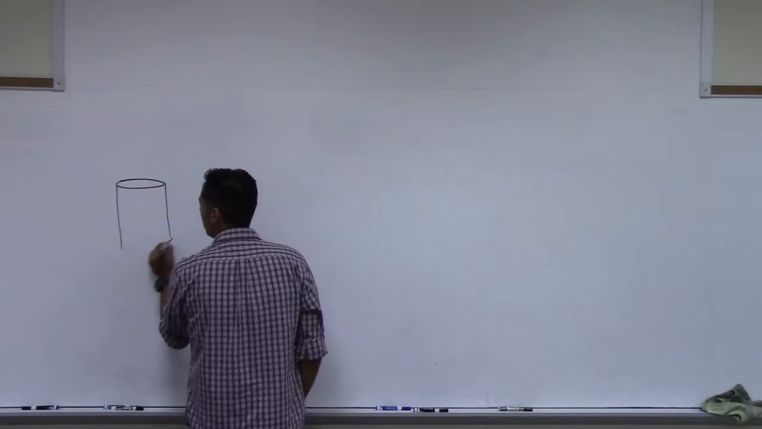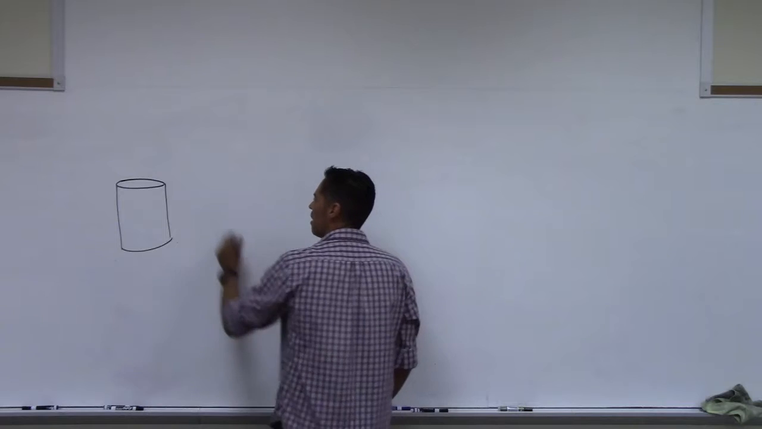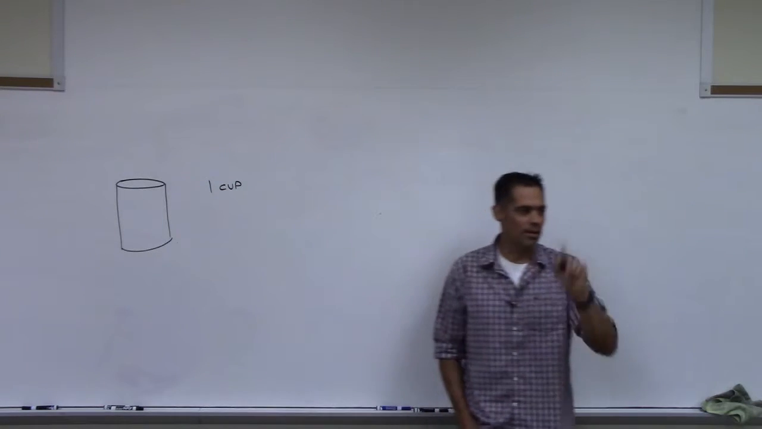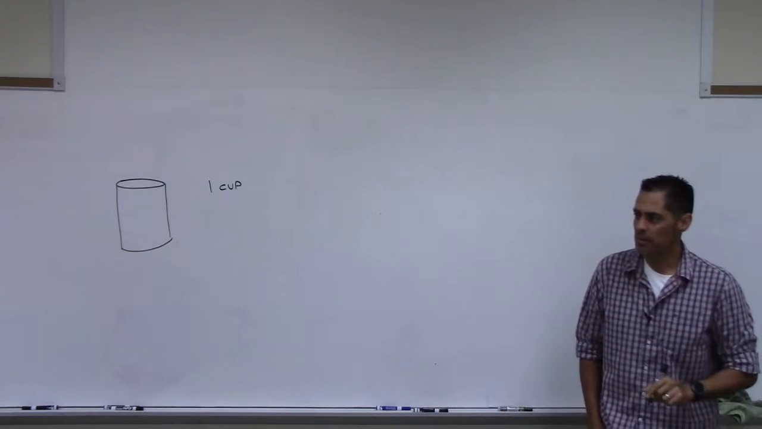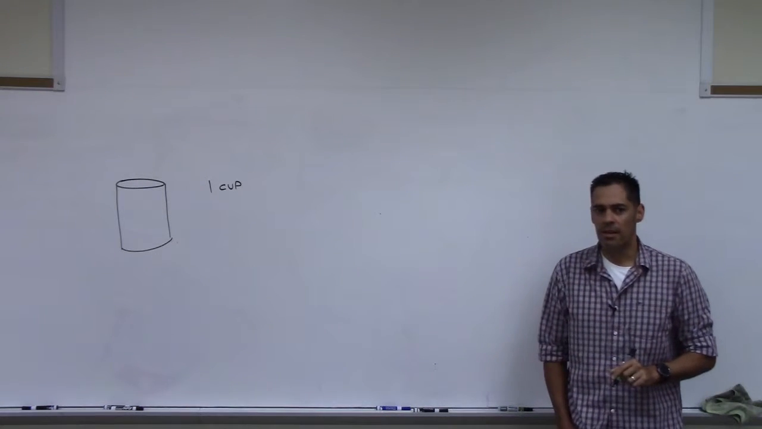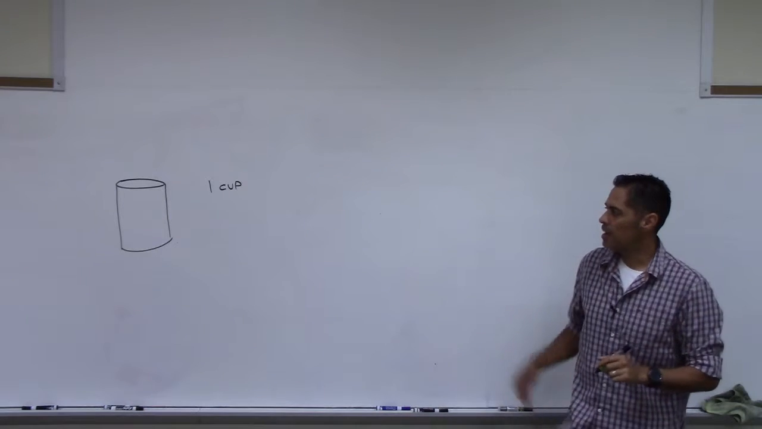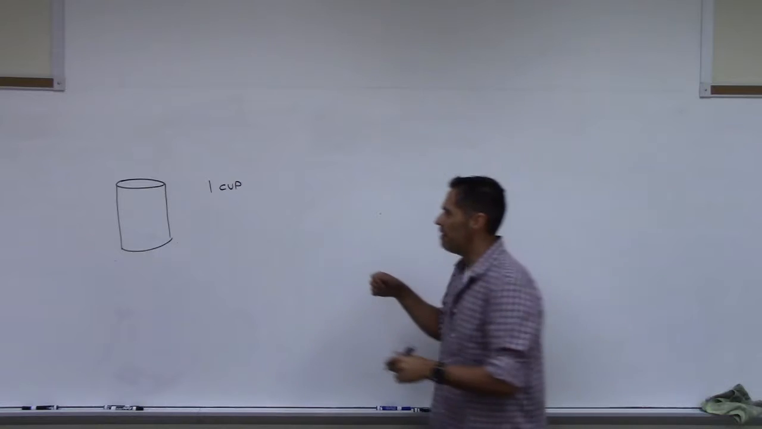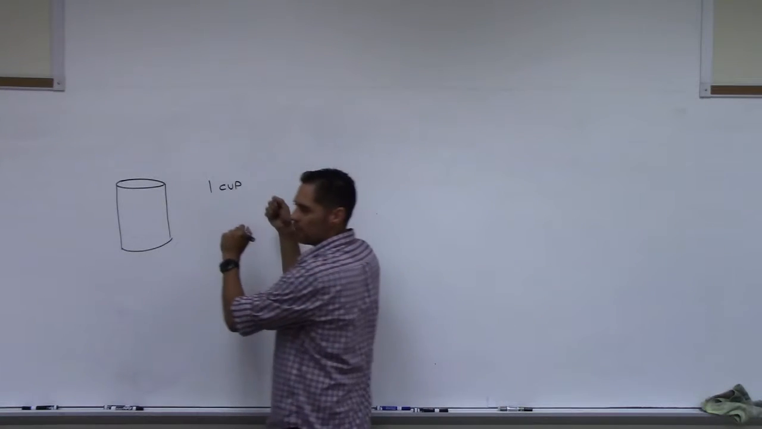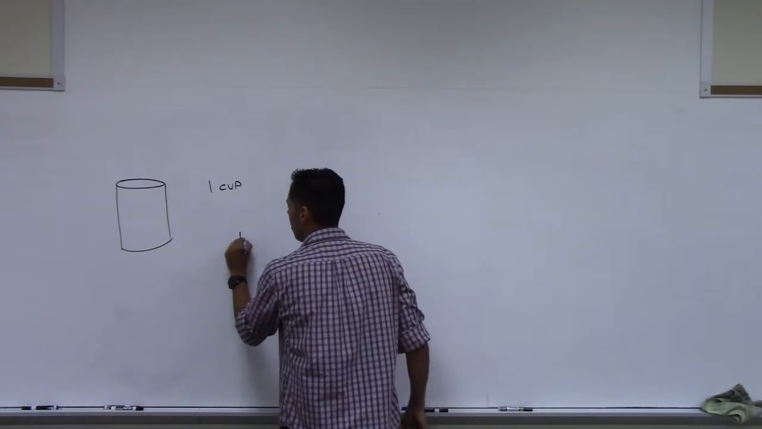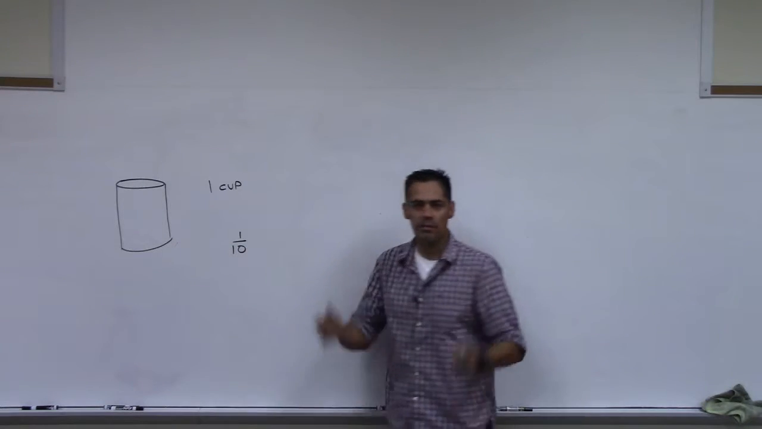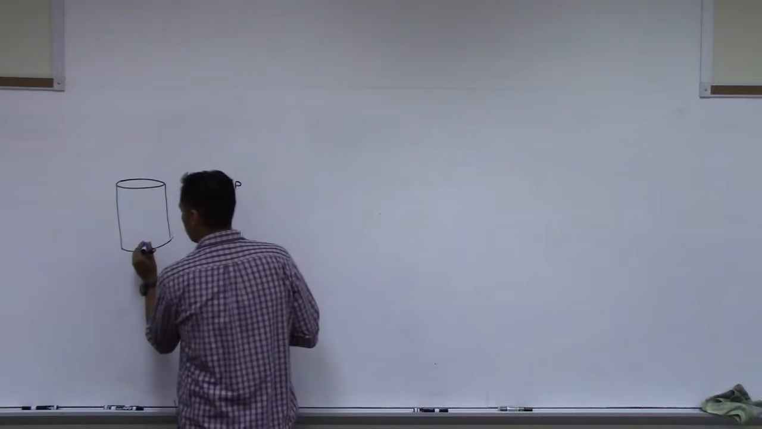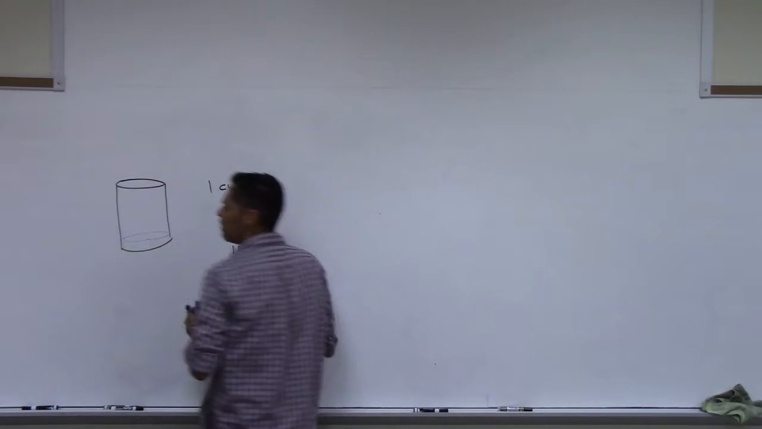Let's say I have a container, all right? And let's say that this container holds precisely 1 cup, and it's empty. And so what I'm going to do is I'm going to have another container filled with water or Kool-Aid or beer or whatever you want it to have. And I'm going to pour into this exactly 1/10 of a cup, all right? So imagine me pouring some liquid in there. So now I've got 1/10 of a cup in there, right?